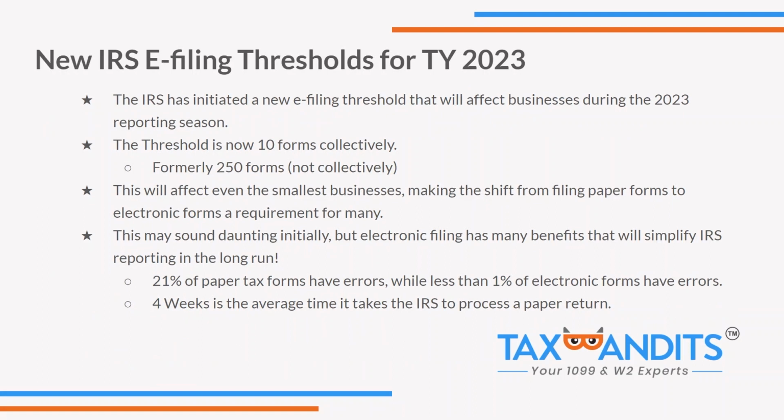The IRS has initiated a new e-filing threshold that will affect businesses during the 2023 reporting season. The threshold is now 10 forms collectively. This threshold was formerly 250 forms and was not collective. This will affect even the smallest businesses, making the shift from filing paper forms to electronic forms a requirement for many businesses.